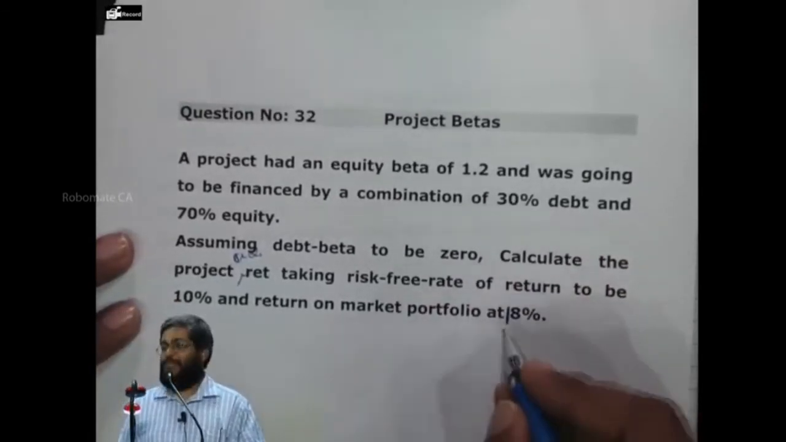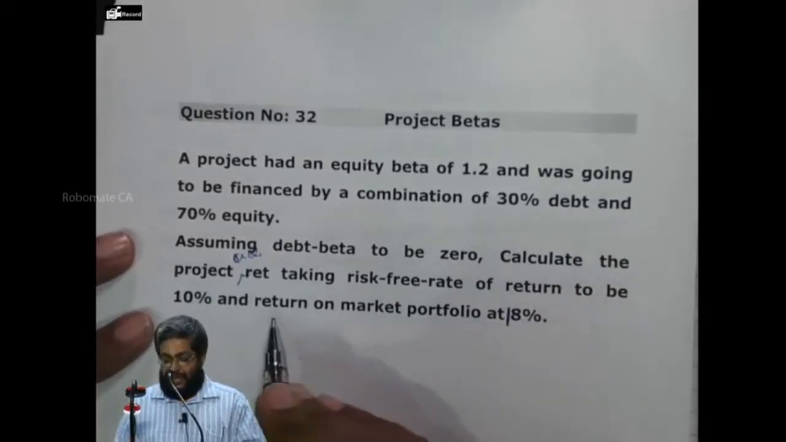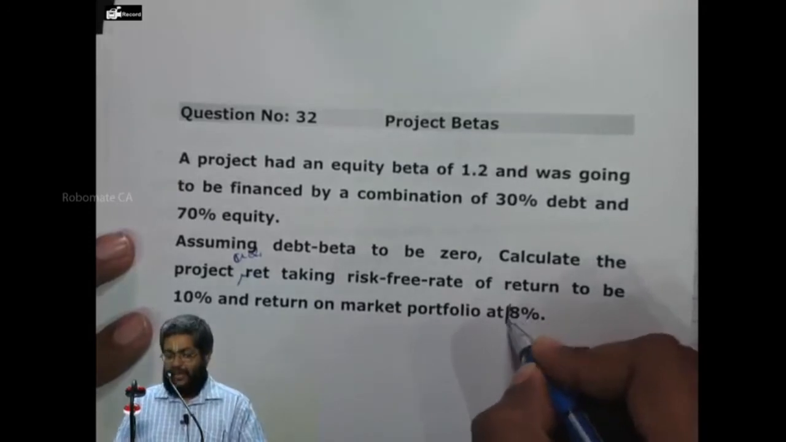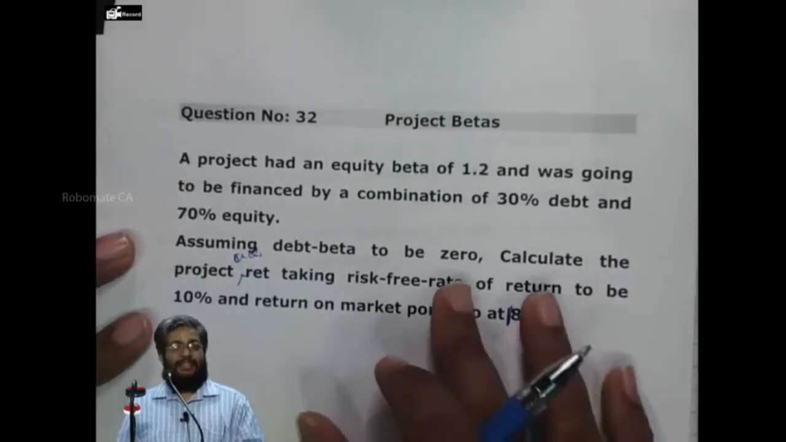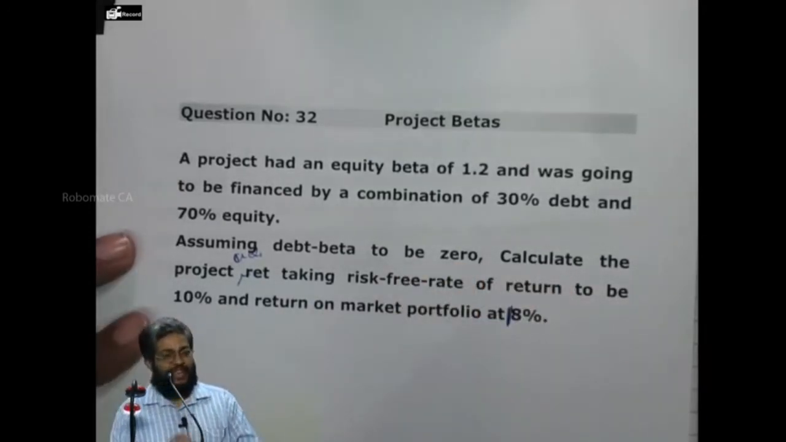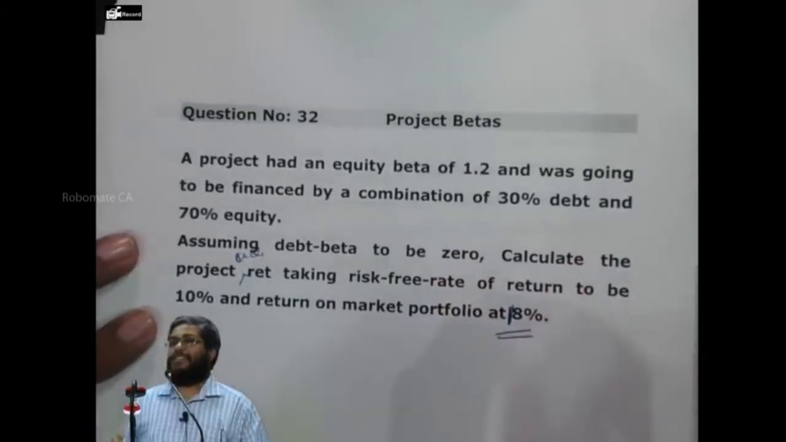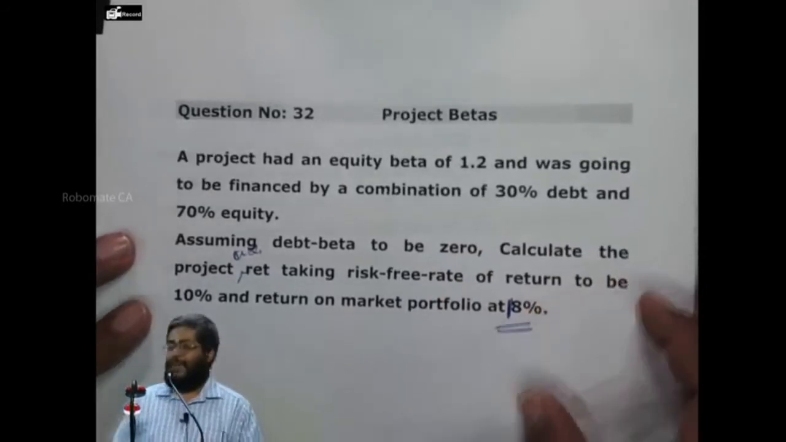RM, the return on market portfolio, is given as how much percent? 18%. It cannot be less than the risk-free return here. Then the efficient frontier becomes what? The risk-free asset won't come into the picture. Understand? Now make the change. It is going to be how much percent? 18%.